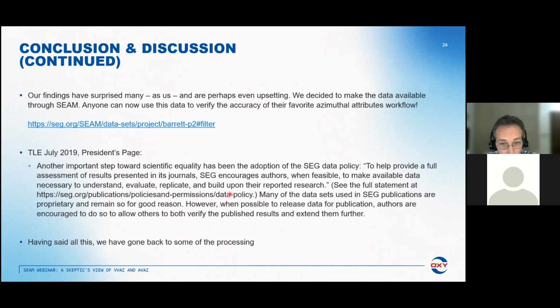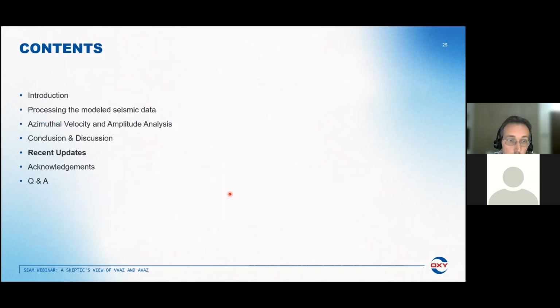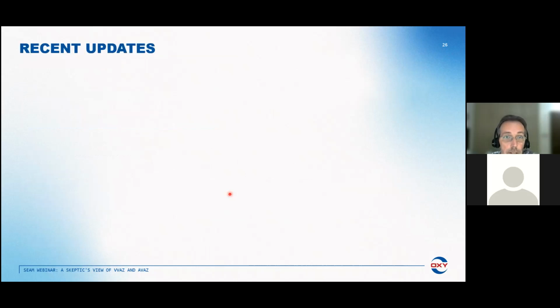Now, let's get to the little update before we go to the Q&A. Given some points that were discussed and some things that there is some uncertainty about, we have gone back to some of the processing. And that's what this section is about. So we are addressing the concern of the statics, which I will come to in a minute.